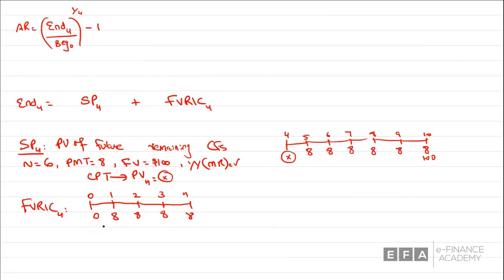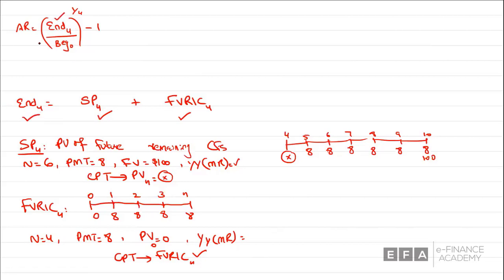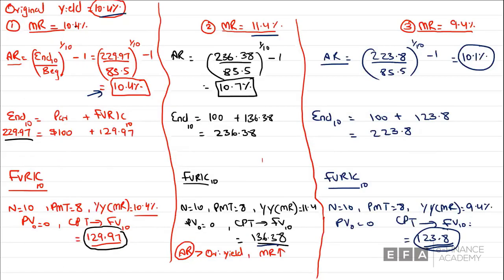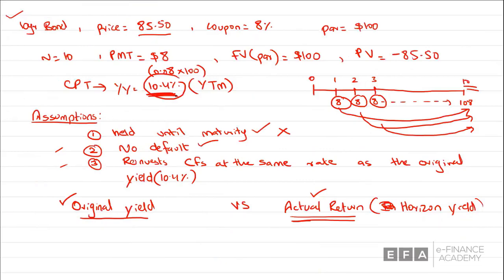Keeping your calculator in ending mode, all you need to say is N is 4, coupon payment is 8. You don't have anything else at time 0, so PV is 0. At what rate are you reinvesting? At whatever is the market rate given to you, you will compute the future value of reinvested coupon. Once you have these two, you plug them in here, you get your ending value. And once you have your ending value, you can find the actual return, which is the horizon yield. And that could be compared with the original yield, which we calculated already, which is 10.4.